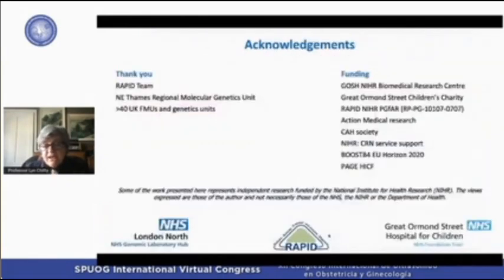The work that I've shown you today has been the result of many people and hundreds of patients, or thousands of ladies donating blood samples to us, and lots of different funding sources.